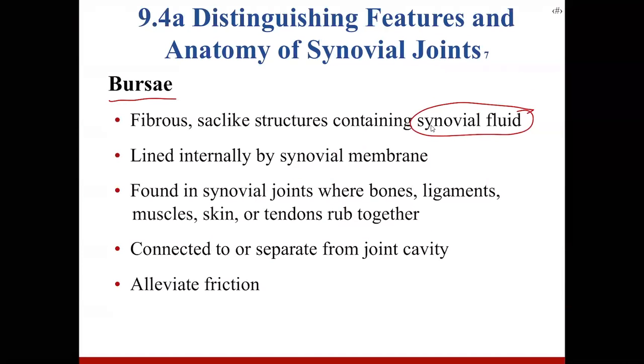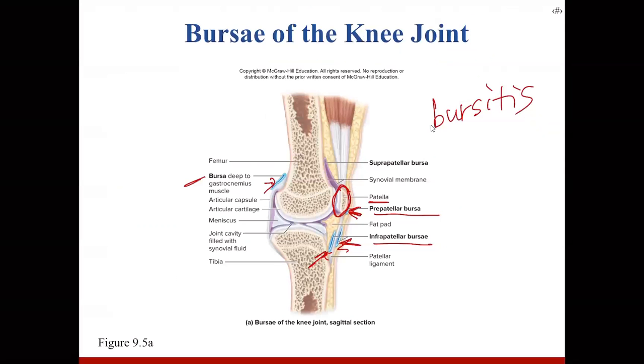Okay, so they have a synovial membrane that lines them. Okay, they're found in joints where the bones, ligaments, muscles, and tendons rub together. So the knee is a good place, the shoulder, the fingers. The whole point of them is to alleviate friction. So they're almost like little airbags, but they're filled with fluid. Okay, I had this one inflamed, so it would swell around my kneecap when it was inflamed.